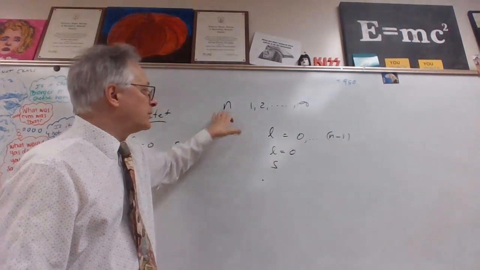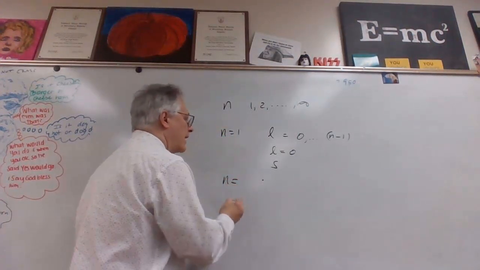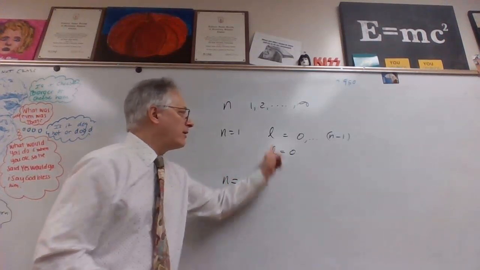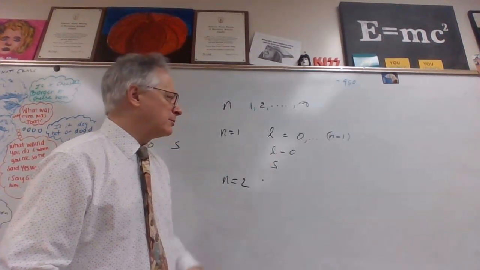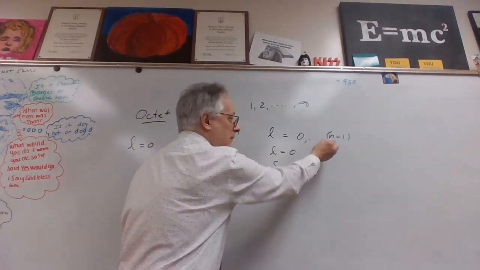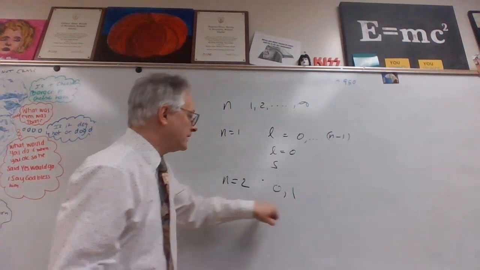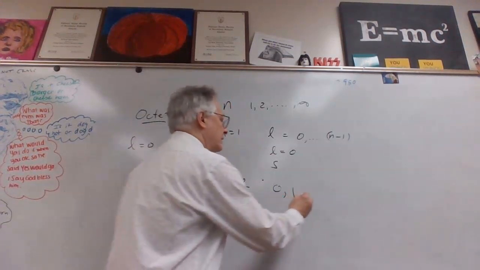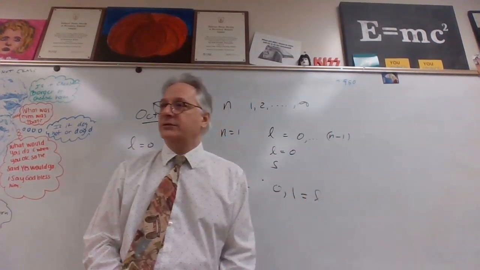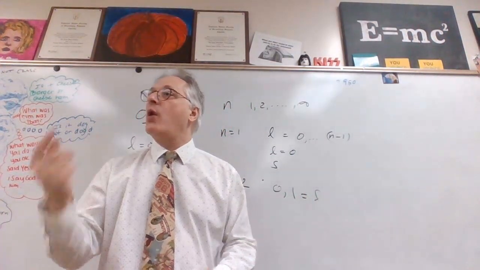But you'll see as we move to higher levels, like n equal 2, for example, my allowed angular momentum quantum numbers would be 0 up to n minus 1. 2 minus 1 is 1. So these are the allowed values for my L values. Anna: What does the L stand for again? That's the angular momentum quantum number.